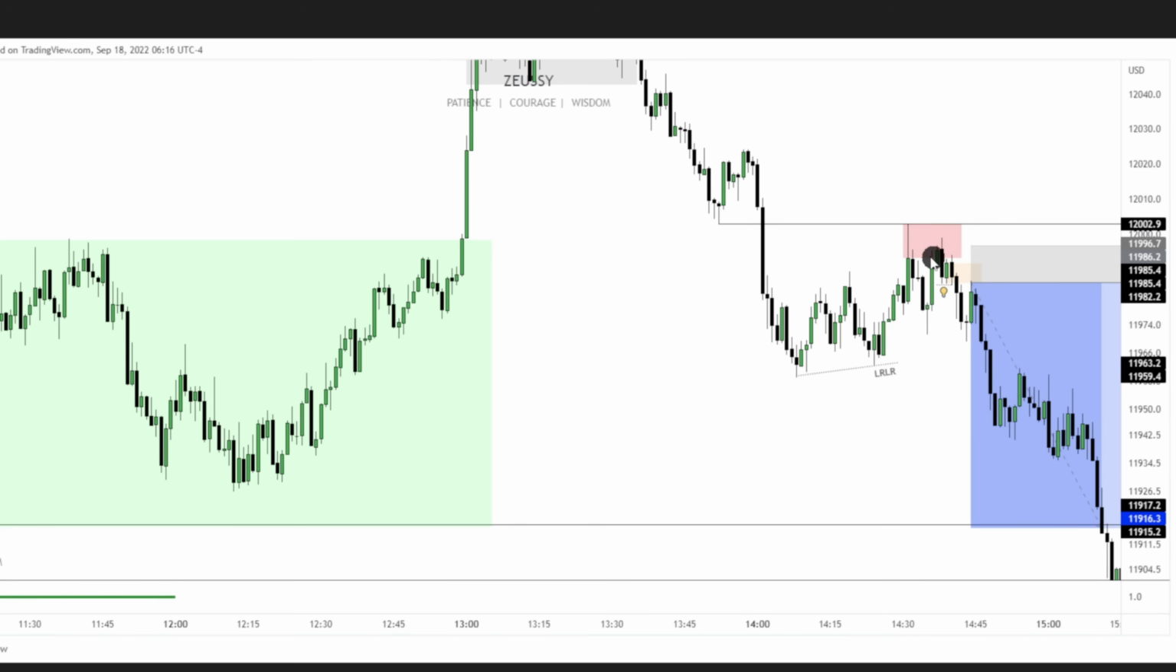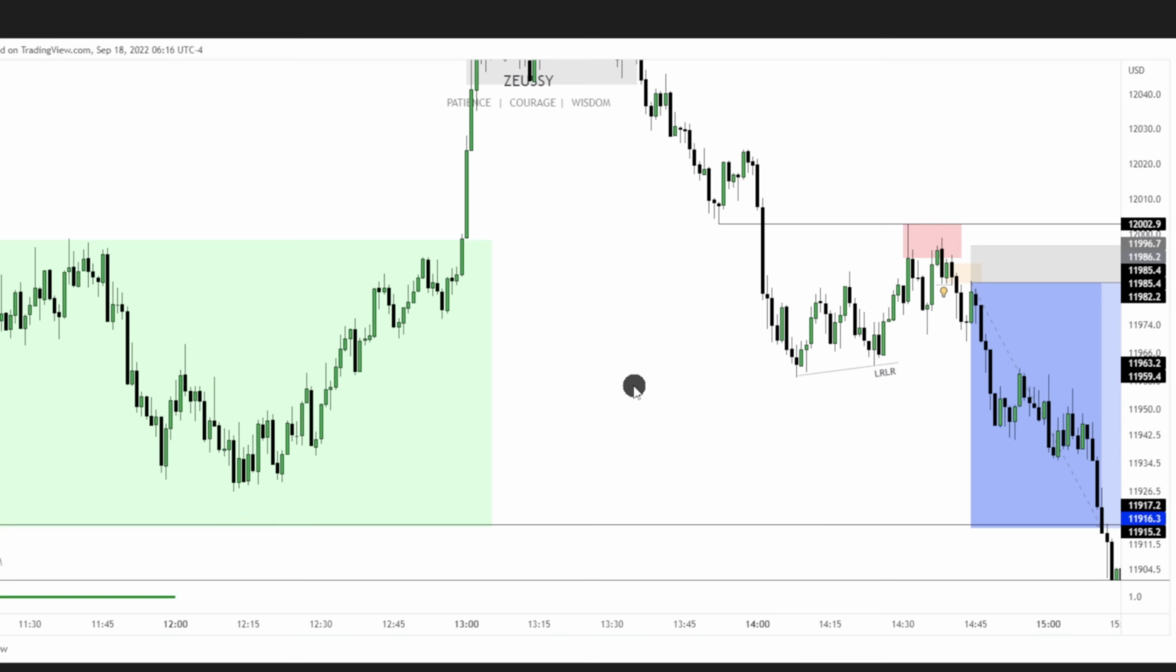Here was a rejection block. Buy side has been taken, market structure shift, retrace into a bearish order block, stop can be placed above this high, sells off.